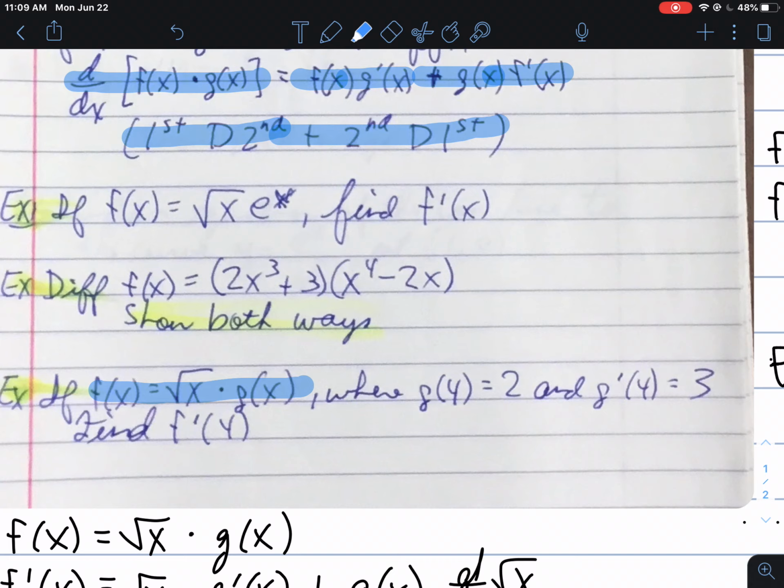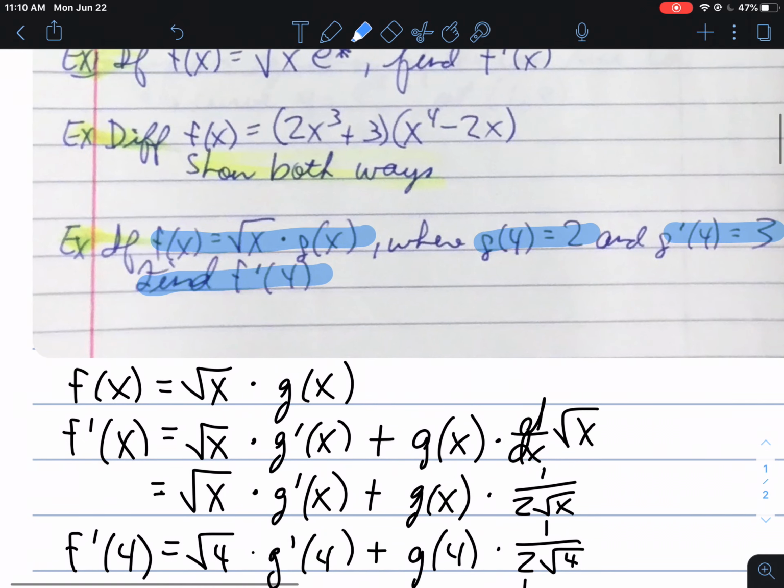We are given the fact, though, that g of 4 equals 2 and g prime of 4 equals 3. So we're given values for g of 4 and g prime of 4. And then we're asked to find the value for f prime of 4. All right. So I'm starting with the function f of x equals square root of x times g of x. If I want to find the value of f prime of 4, I think it makes sense to first find f prime of x. So that's what I did.